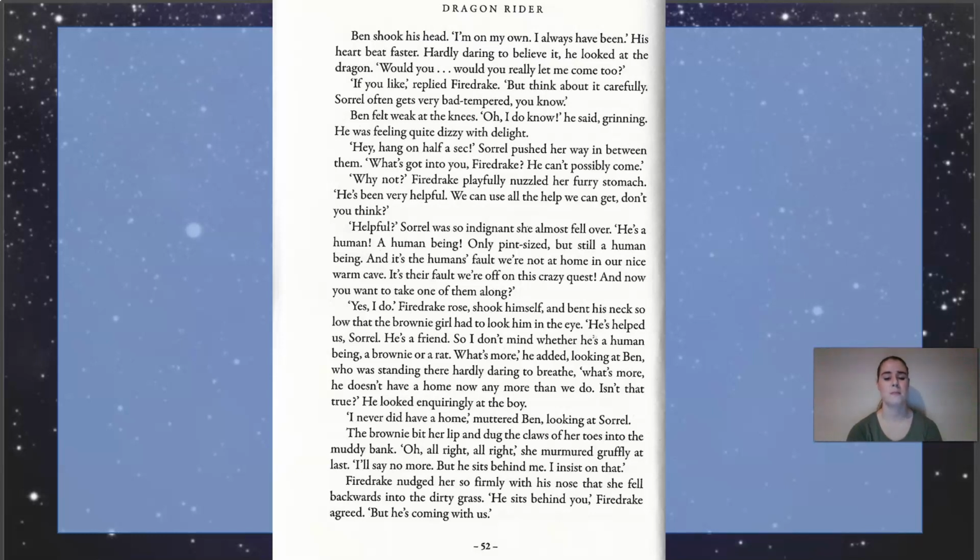"Well, yes, I do." Firedrake rose, shook himself, and bent his neck so low that the brownie had to look him right in the eye. "He's helped us, Sorrel. He's a friend. So I don't mind whether he's a human being, a brownie, or a rat. What's more," he added, looking at Ben, who was standing there hardly daring to breathe, "he doesn't have a home now, any more than we do. Isn't that true?" He looked inquiringly at the boy. "I never did have a home," muttered Ben, looking at Sorrel. So maybe he's been abandoned. He clearly hasn't had a happy start in life.